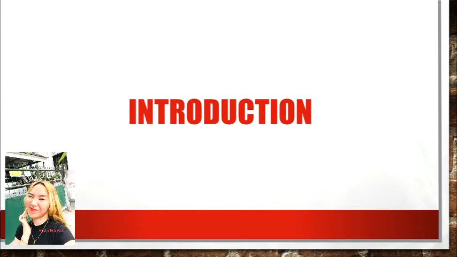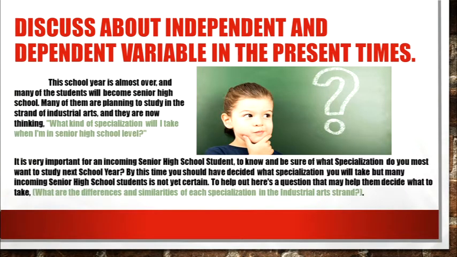So we are going to present Chapter 1. The title is Relationship between Rocks and Other Industrial Art Strand in Senior High School. Introduction. Discuss about independent and dependent variable in the present times. The next school year is almost here, and many students will go on to become senior high school students, and many of them are also planning to study in the strand of industrial art, and they are now thinking what kind of specialization they will take when they go to senior high school level.